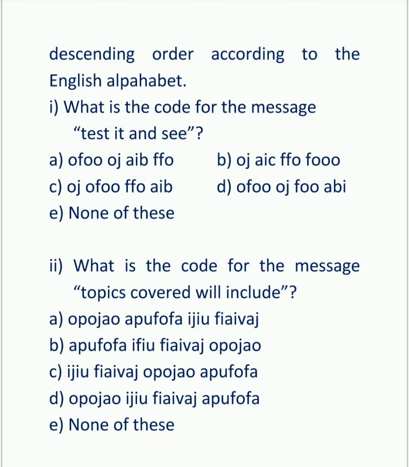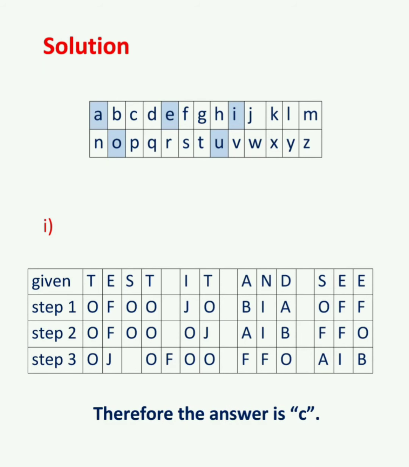Here also there are 2 questions. Number 1: what is the code for the message 'test it and see'? Question number 2: what is the code for the message 'topics covered will include'? Let us see the solution. Solution of problem 1.2. I use a table to list the alphabets in order and I highlight the vowels. I prepare one more table to understand the solution clearly.